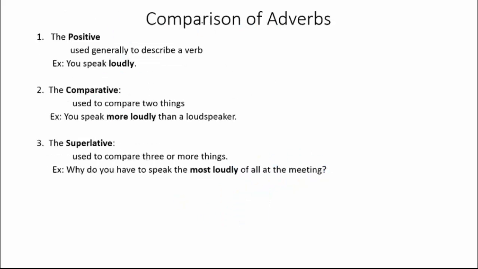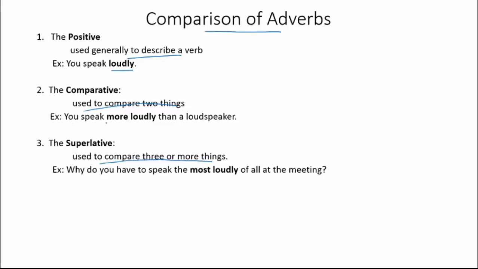Now we'll study the comparison of adverbs. Like adjectives, adverbs also are classified in three types: positive, that means absolute form, comparative, and superlative. The absolute form generally describes a verb, like you speak loudly. How do you speak? Loudly. Comparative form compares between two things or two actions. Superlative form compares between three or more things or three or more actions.